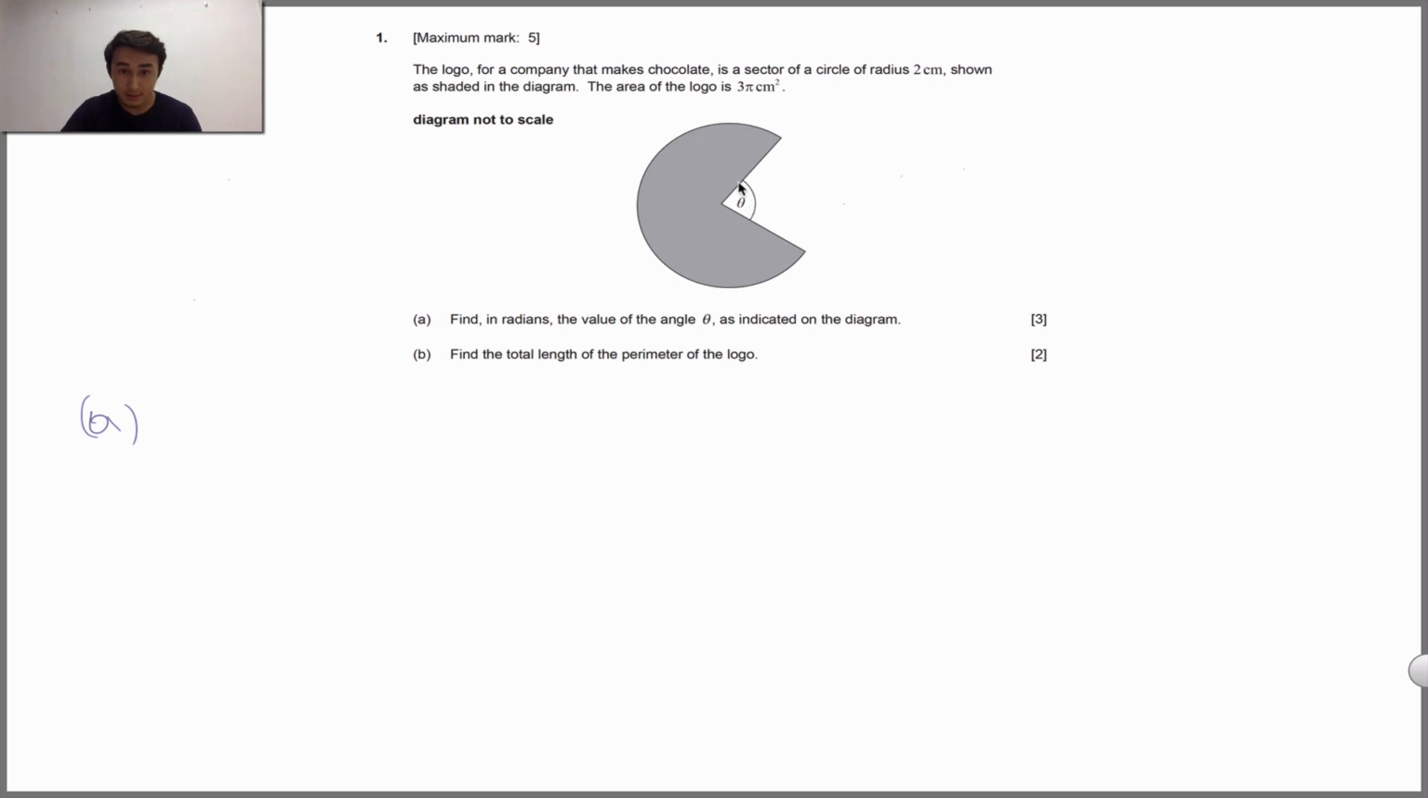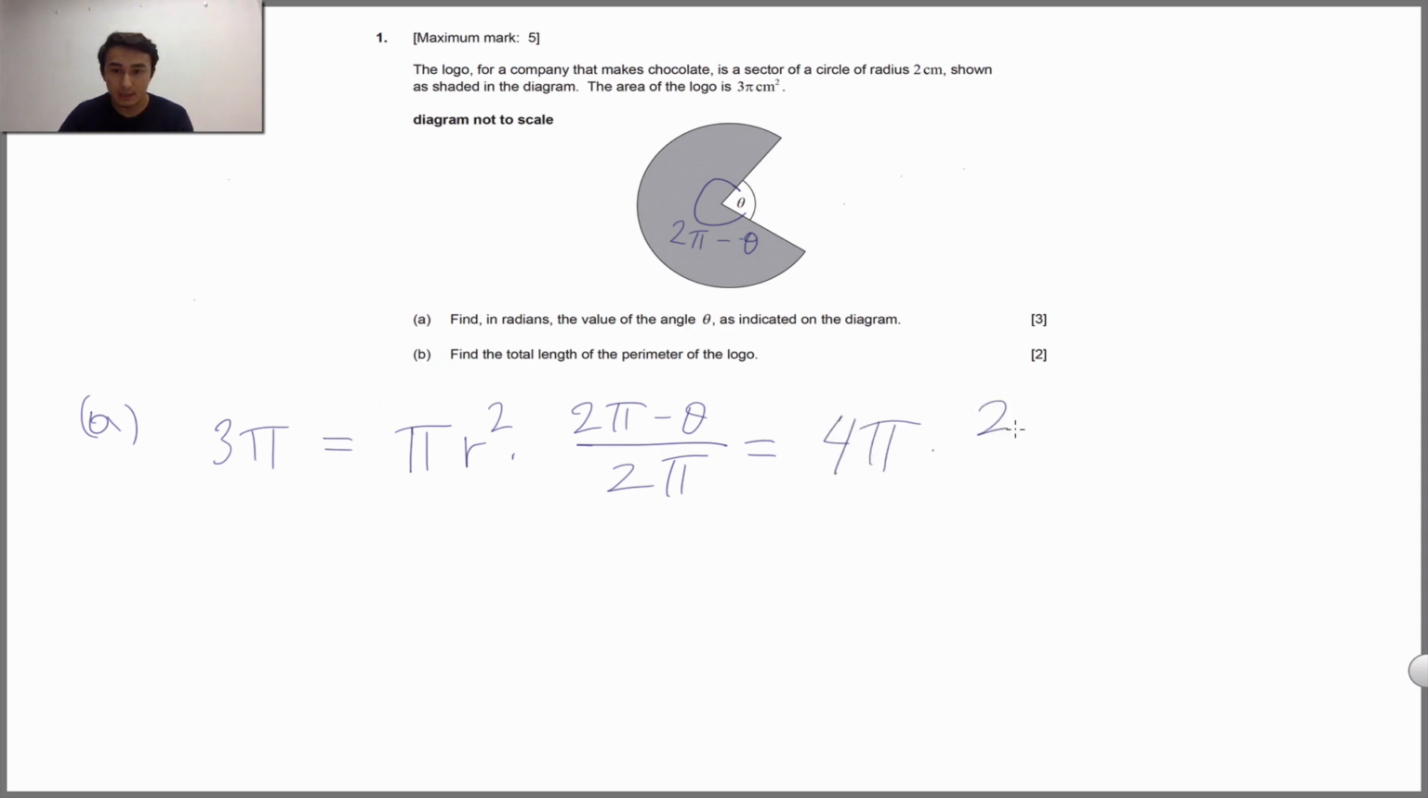So if this angle is theta, it means that the angle here is 2 pi minus theta. Alright, so now the area, which is 3 pi of the shaded region, is equal to, we know the formula, pi radius squared multiplied by the angle, which is this angle, 2 pi minus theta, and divided by 2 pi. And we know that radius is 2 centimeters, so that means this part will become 4 pi times 2 pi minus theta divided by 2 pi.